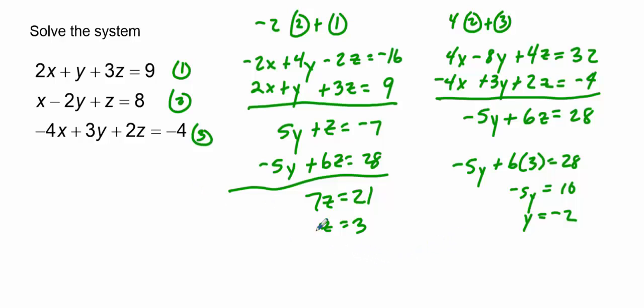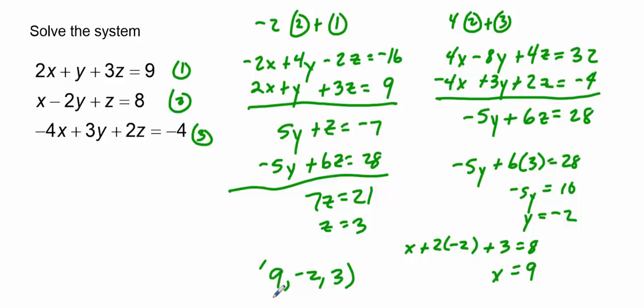And then let's finally get x. We'll say x plus 2 times -2 plus z, which is 3, is equal to 8. This is a total of -1. Bring that over. So I have 9 is equal to x. And so 9, -2, and 3 is my ordered triple.